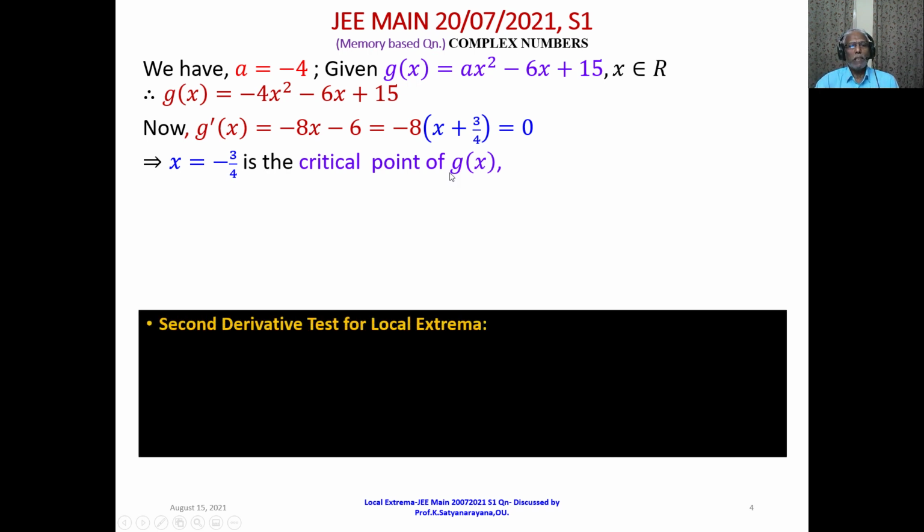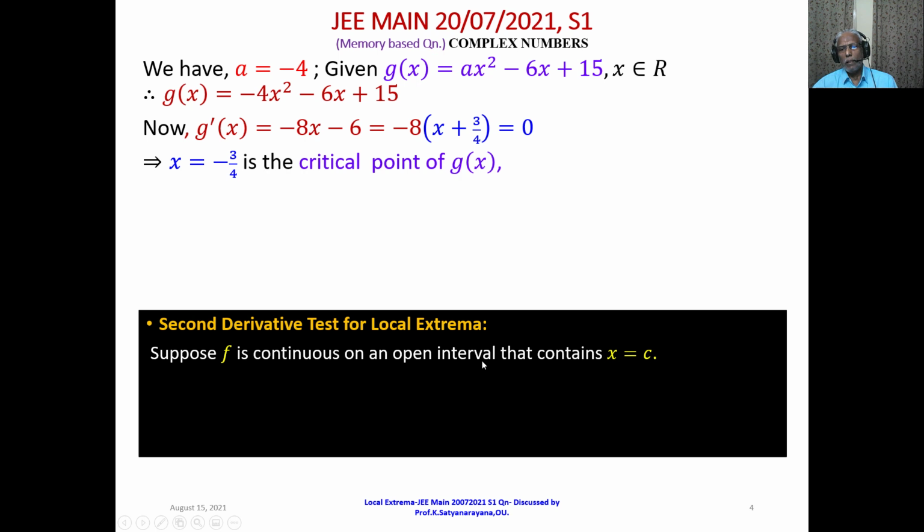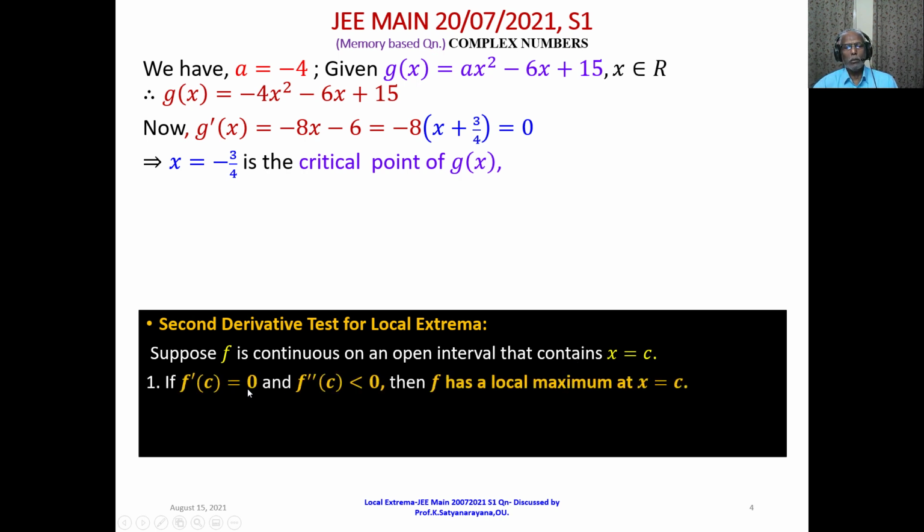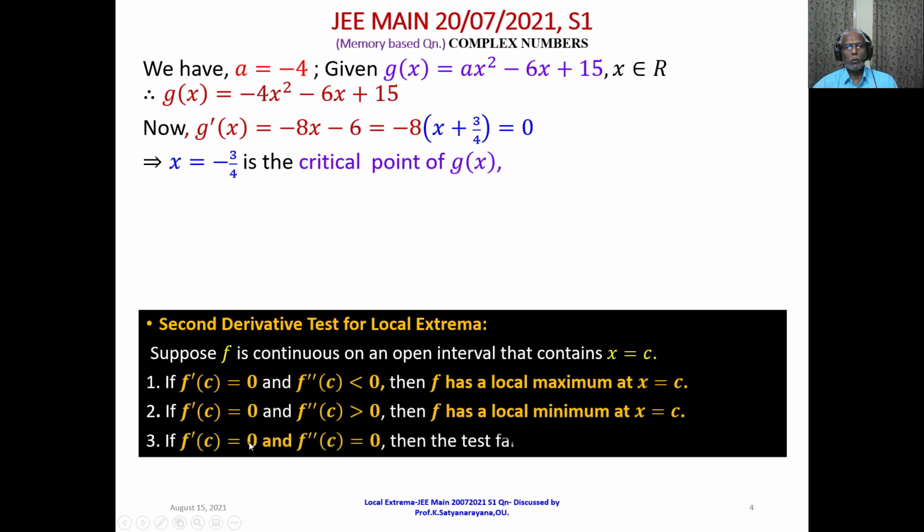Now we use the second derivative test for local extrema. Suppose f is continuous on an open interval that contains x is equal to c. 1. If f prime c is equal to 0 and f double prime at c is negative, then f has a local maximum at x is equal to c. 2. If f prime c is equal to 0 and f double prime c is greater than 0, then f has a local minimum at x is equal to c. 3. If f prime c is equal to 0 and f double prime c is equal to 0, then the test fails.